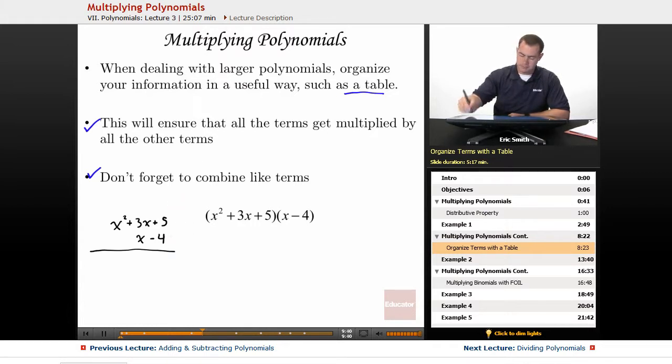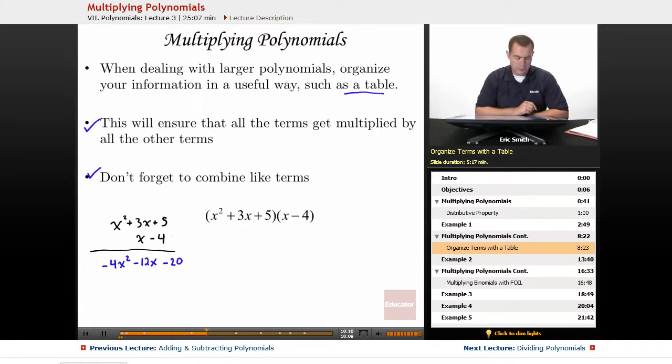Alright, so let's give it a try. First, I'll do a negative 4 times 5. So that'll be a negative 20. Then I'll take a negative 4 times a 3x. So negative 12x. Now I have a negative 4 times x squared, negative 4x squared. So that really takes care of that negative 4 and makes sure that it gets multiplied by all of the other terms.